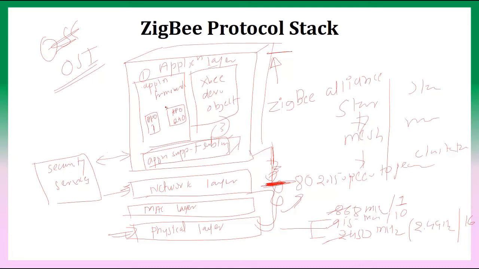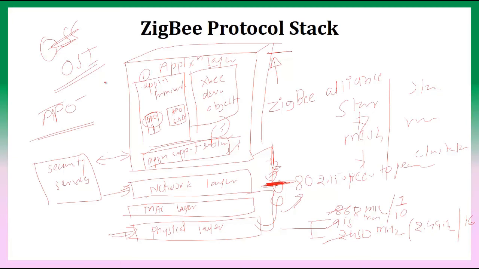Okay, so the application objects or APOs, what are these APOs? These APOs are called application objects. The function of these is to control and manage a protocol layer in a ZigBee device. It is actually a piece of software which controls the hardware.